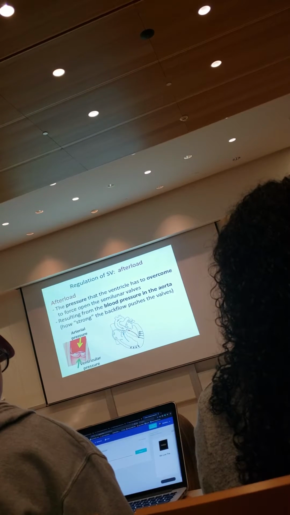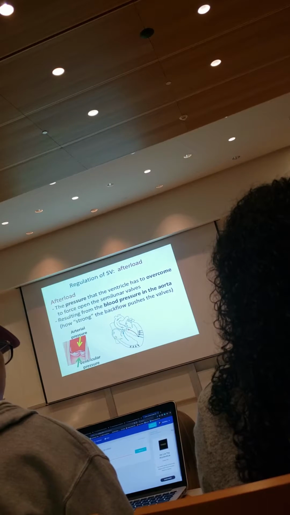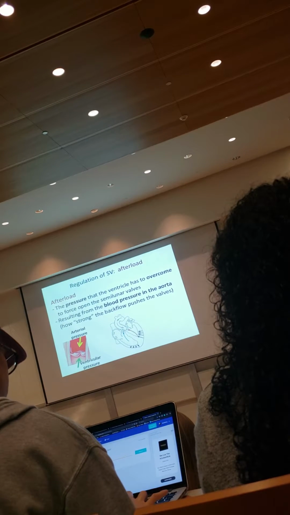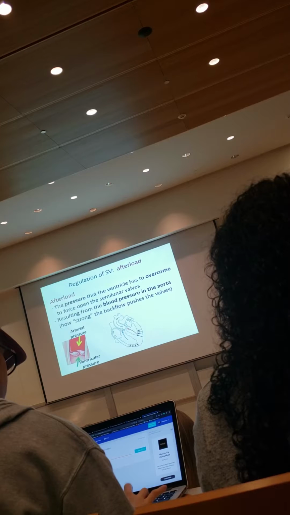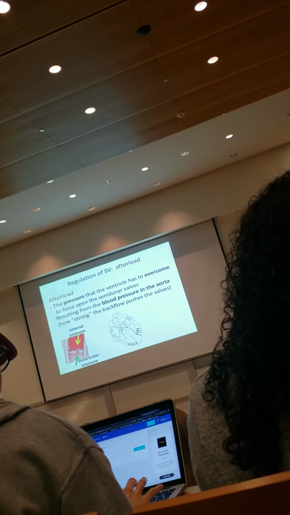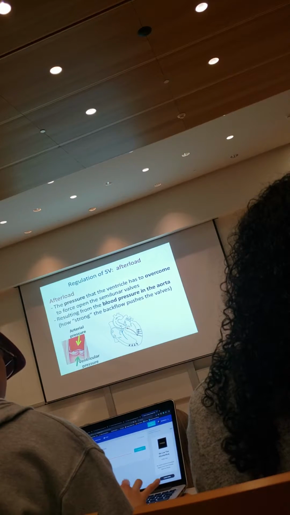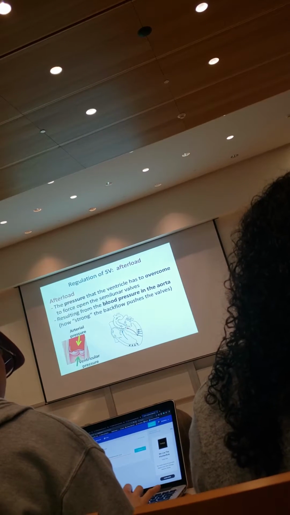So afterload is the pressure that the ventricle has to overcome in order to force open the semilunar valves. It results from the blood pressure in the aorta. In other words, the aorta pushed the blood towards the tissues, but some of it backflowed into the semilunar valves, and pushes the valves.